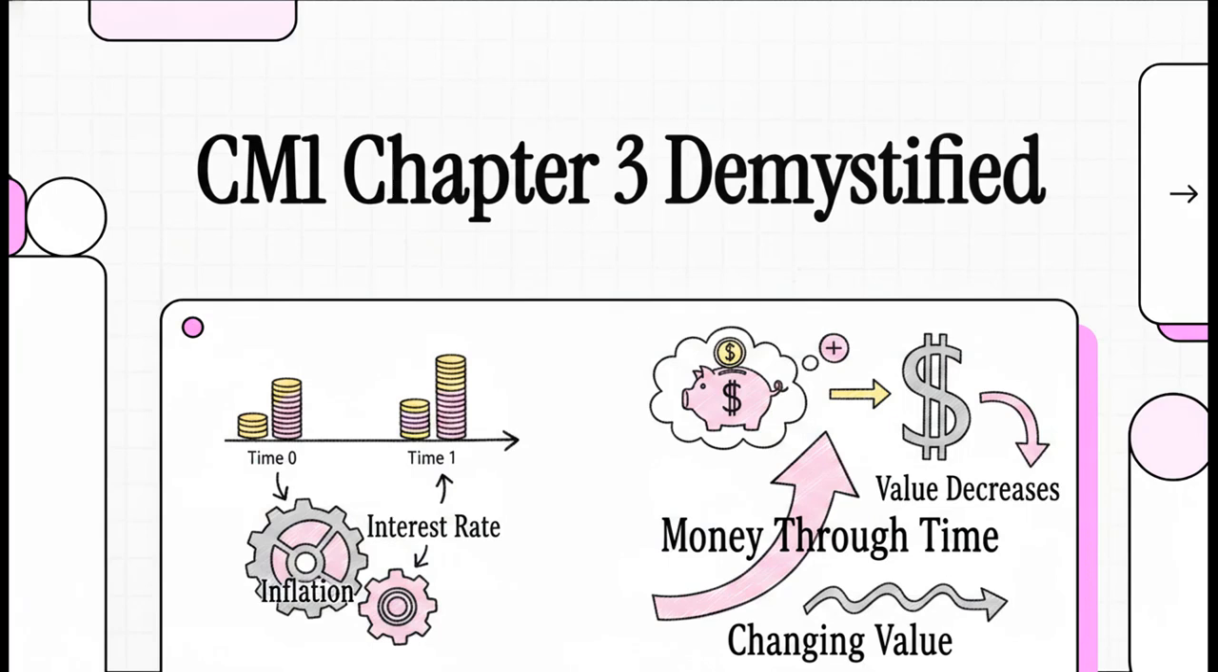All right, let's jump right in. Welcome to this explainer. Think of this as your ultimate exam-ready masterclass for CM1 Chapter 3, Real and Money Interest Rates. Now, if you've been working through your financial math, you already know how to move money through time. But today we're adding the absolute most important real-world dimension. What actually happens when the value of the money itself is changing?